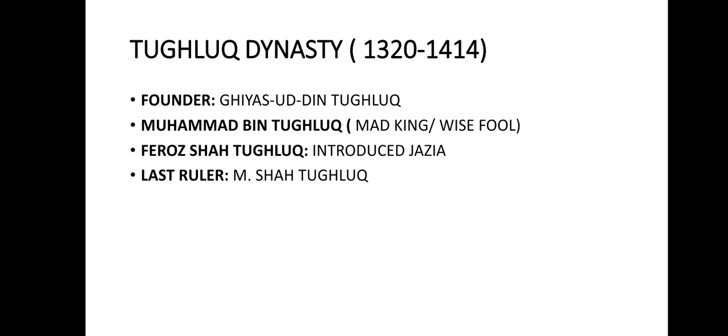Firoz Shah also founded the city of Hisar Firoza in 1354 near the river Satluj, which is now part of Pakistan. And he also introduced token currency. Token currency was introduced for the first time by Firoz Shah, and the last ruler of the Tughlaq dynasty of the Delhi Sultanate was Nasiruddin Mahmud. So that's how the Tughlaq dynasty came to an end in 1414.